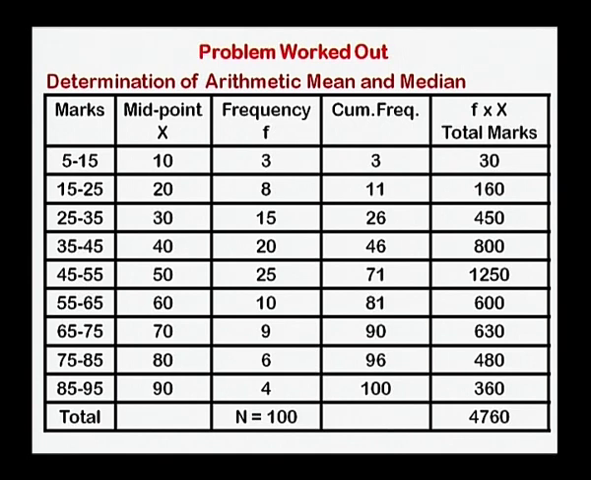After that, we have to calculate the cumulative frequency. Cumulative frequency is nothing but the aggregation of the frequencies. First is 3, we add 8 to 3, we get 11, then 15 is added to 11, giving 26. In this way, we calculate cumulative frequency. After that, we have to multiply f and x. So, the frequency is 3, but the midpoint is 10. Both are multiplied, we get 30, then 160, 450, 800. In this way, we calculate the multiplication of f and x, and the total is 4760.